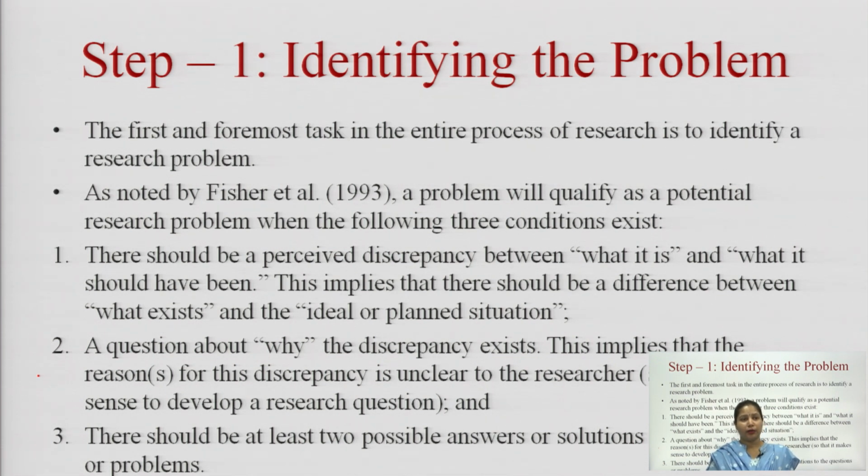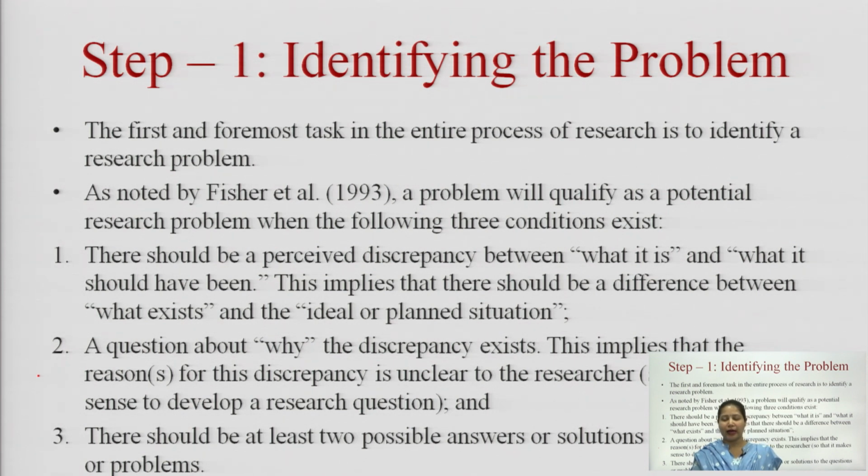The question about why the discrepancy exists means, if you launch a product, you expected that it should capture the market, or 1000 units will be sold in 1 month, or 1 lakh units you can sell in 1 year. But what actually happened, you can find that there is a difference between what you planned and what actually happened. So you have to find the reason why it has happened.